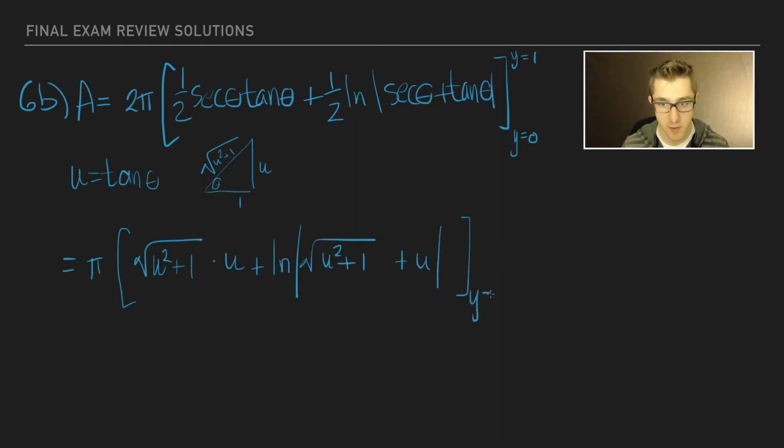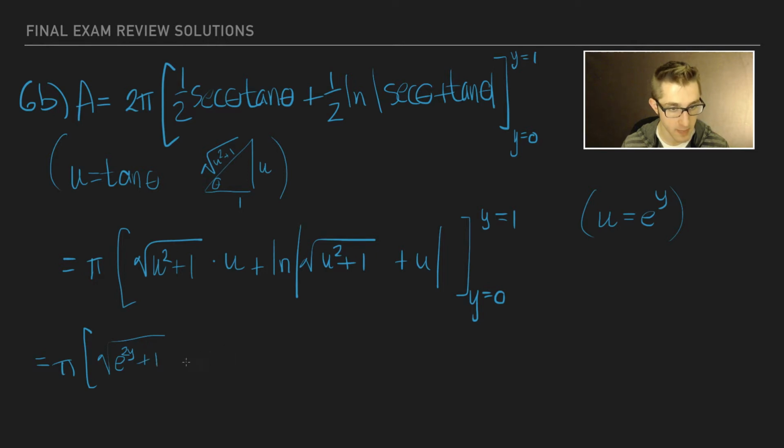And we're evaluating still from y equals 0 to y equals 1. And now recall that we set u to be e to the y. So plugging that in, we get pi times, in parentheses, the square root of e to the 2y plus 1 times e to the y, plus the natural log of those two terms added, so the square root of e to the 2y plus 1 plus e to the y. And now we can finally evaluate from 0 to 1.